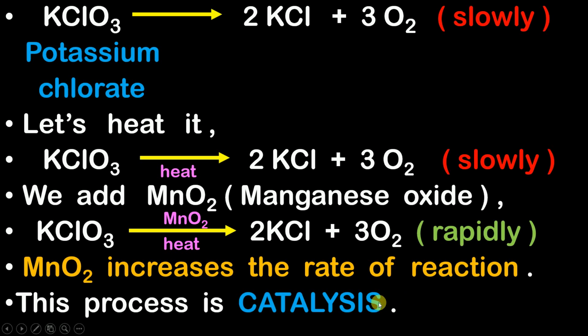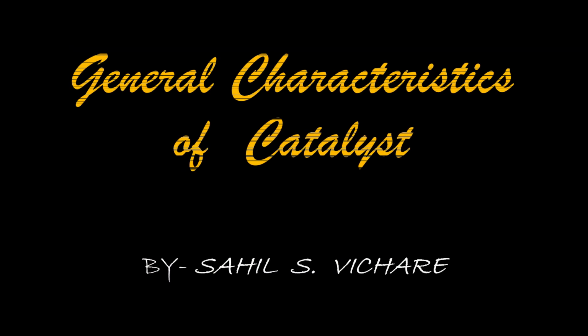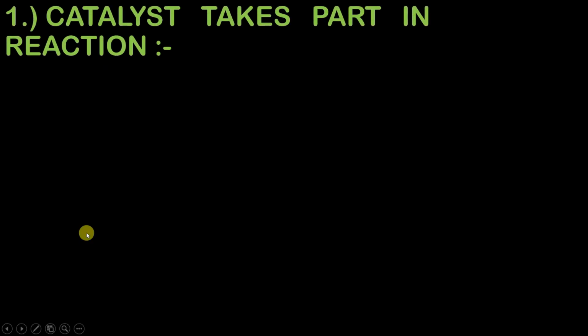So guys, I hope that by now you are at least clear with what is the job of the catalyst. The job of the catalyst is to increase the rate of the reaction. Clear with this? As simple as that. Now, let us understand the 7 general characteristics of catalyst. And after understanding these 7 general characteristics, you will be clear with the concept of catalyst. Okay. So first characteristic is that catalyst takes part in reaction.